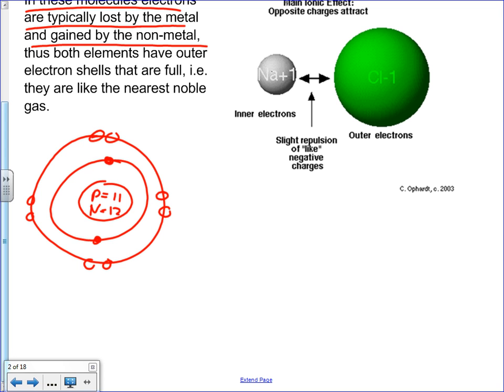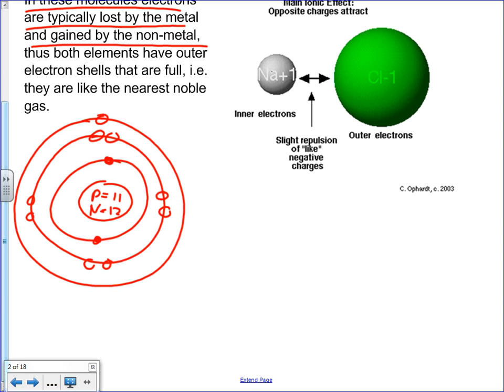Now we're up to 10. We need one more, so there's one more shell, and in that outer shell, there's only one electron. Now, if you're a metal or a nonmetal, you want to have your outer shell full of electrons. It just makes you more stable. You're happier that way for whatever reason.